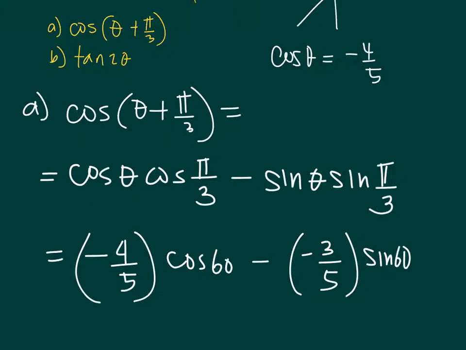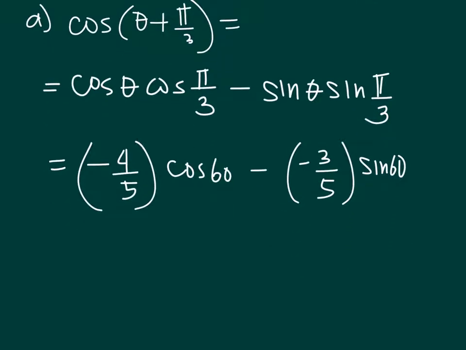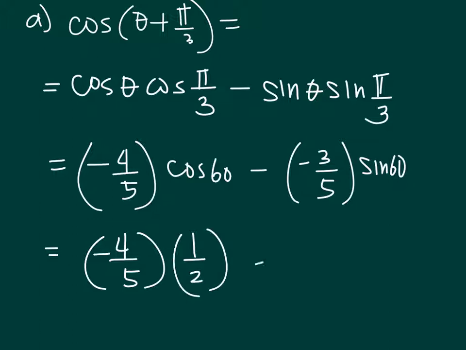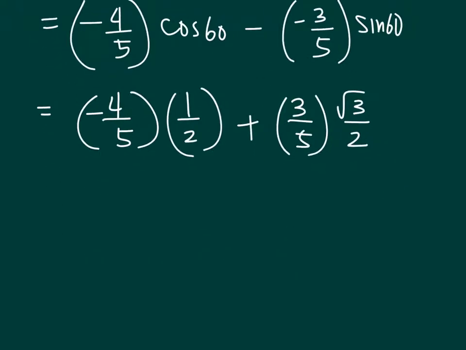Sa next step, sine of 60 pa rin yung pi over 3. So negative 4 over 5 times cosine of 60, which is 1/2, minus, ilagay natin yung plus, so 3 over 5 times sine of 60, which is square root of 3 over 2. Simplify. This must be negative 4 over 10. Kahit wag mo na mag-reduce. And then 3 square root of 3 over 10.